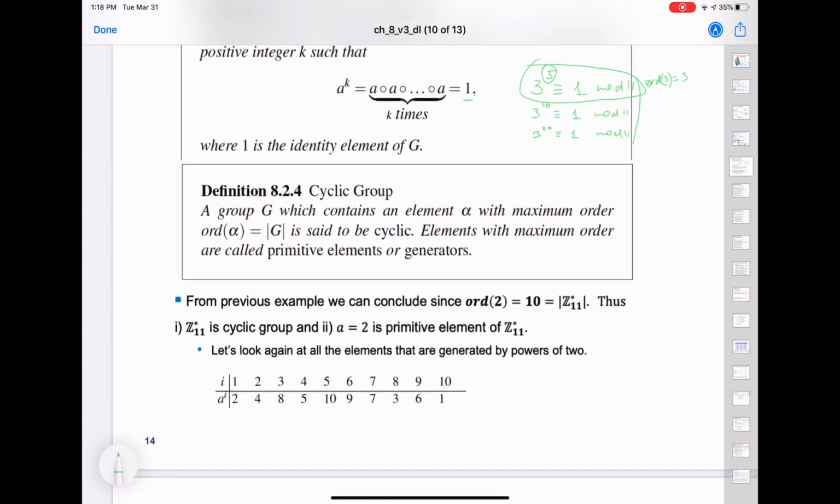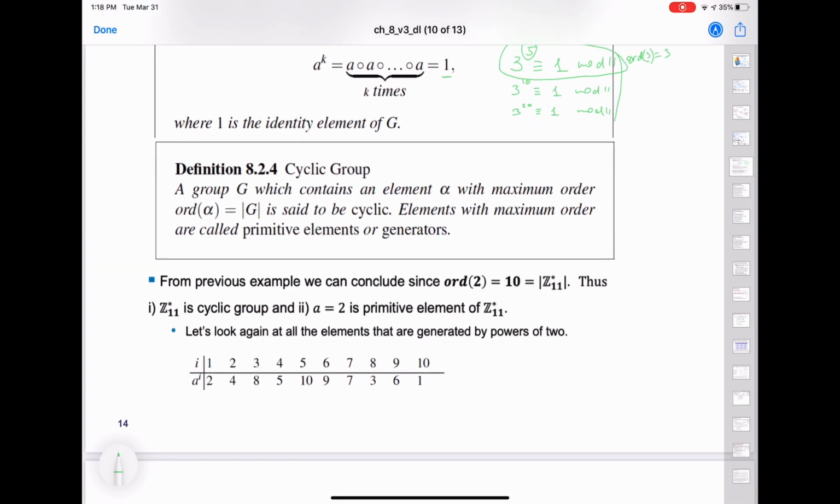And what is a cyclic group? A cyclic group is a group G which contains an element alpha with maximum order. So what does this mean? That the order of alpha has to be equivalent to the cardinality of the group. Then it is said to be cyclic. So if the group contains the generator, then we say that the group is cyclic. The elements with maximum order are called primitive elements, or generators. That's what I was talking about.